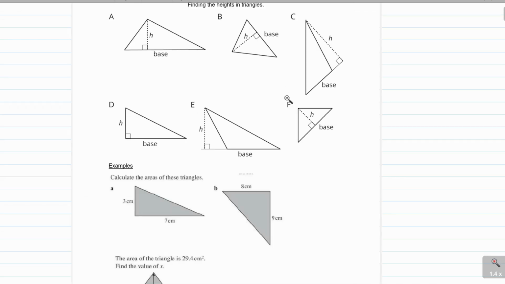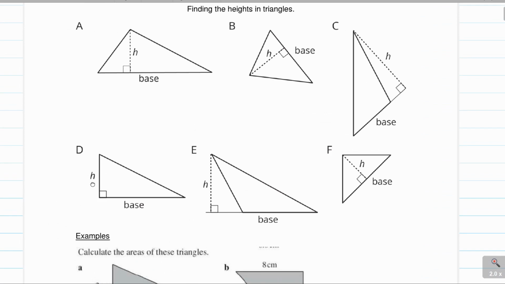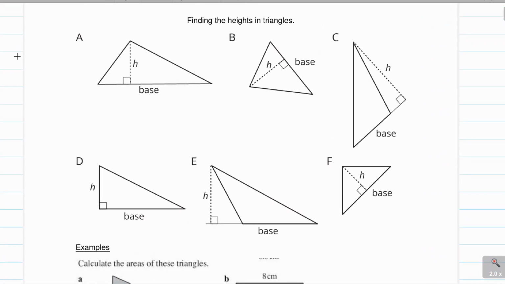Now let's take a closer look at that perpendicular height. Now this is very important. Okay. You will come across this finding the height of triangles later on and in other subjects as well. So you need to understand where this perpendicular height is. So let's look at A. Here is my base and my height must be at right angles to the base. So if a triangle is shaped like this, the dotted line is where your height is.